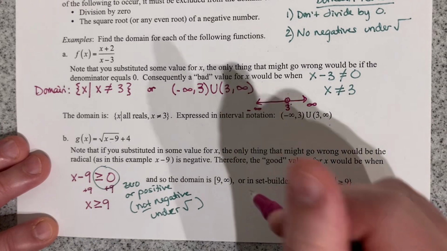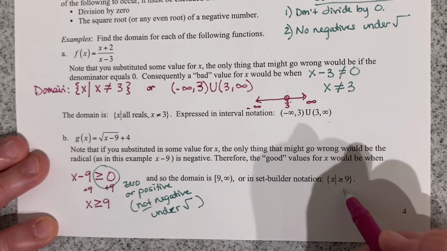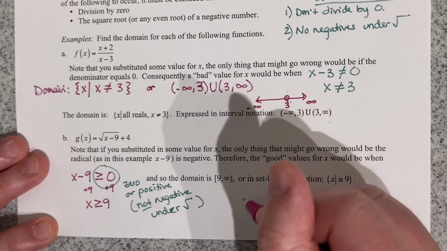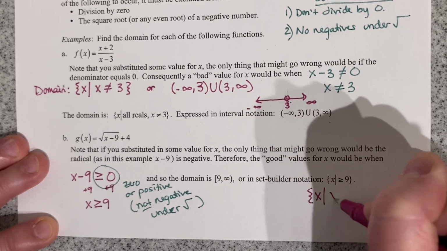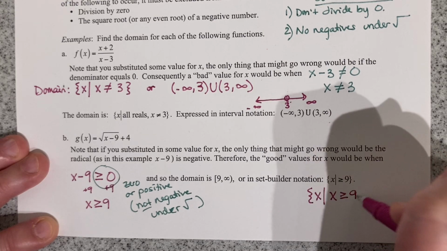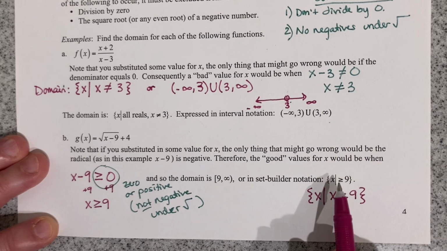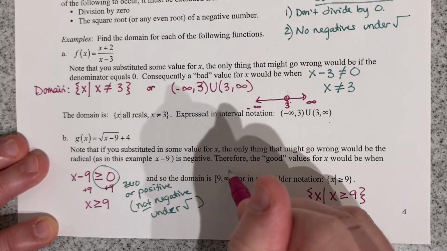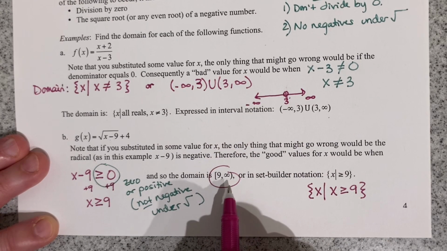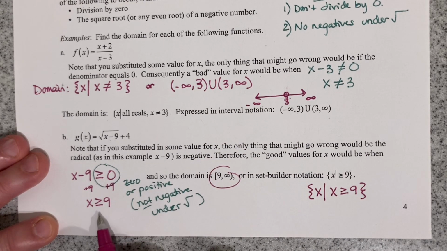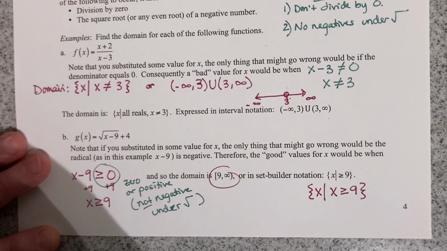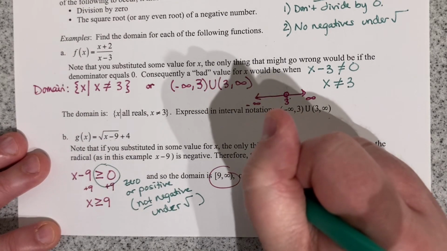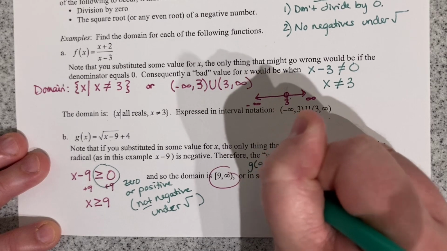So, they have found a mistake in this handout. They don't have an x in their set builder notation. So it should be the set of all x such that x is greater than or equal to 9 is the set builder notation, or like they put here, 9 to infinity, but with a square bracket on 9 because we can equal 9. Let's, just to make sure we see that, let's find g of 9.